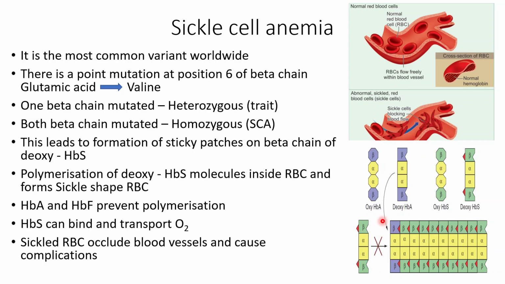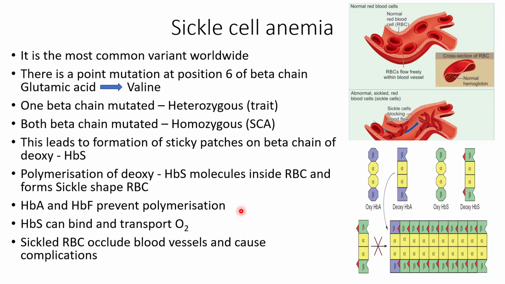That is why a patient who has the trait form, the heterozygous form, that means one gene is defective and one gene is normal. The normal gene produces hemoglobin A, but the defective gene produces hemoglobin S. So in case of trait, we also have hemoglobin A, which can prevent this polymerization and subsequent clinical features. And treatment also involves increasing hemoglobin A, and hemoglobin F prevents polymerization.